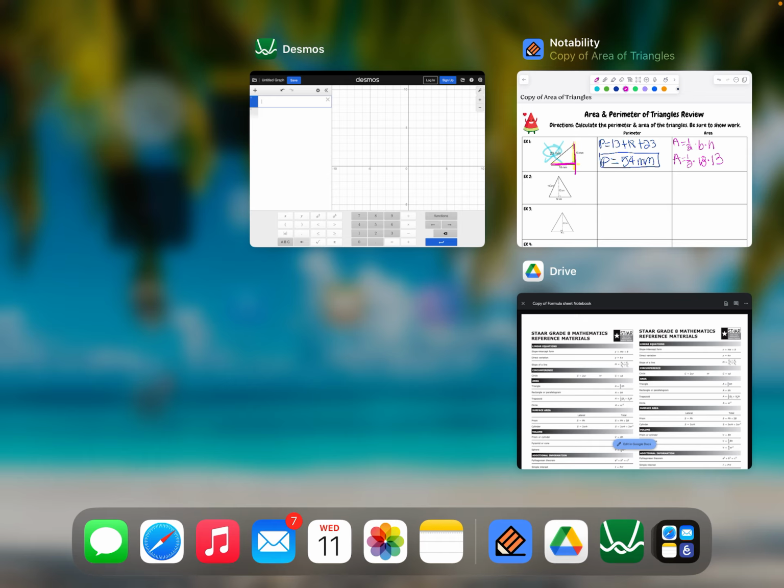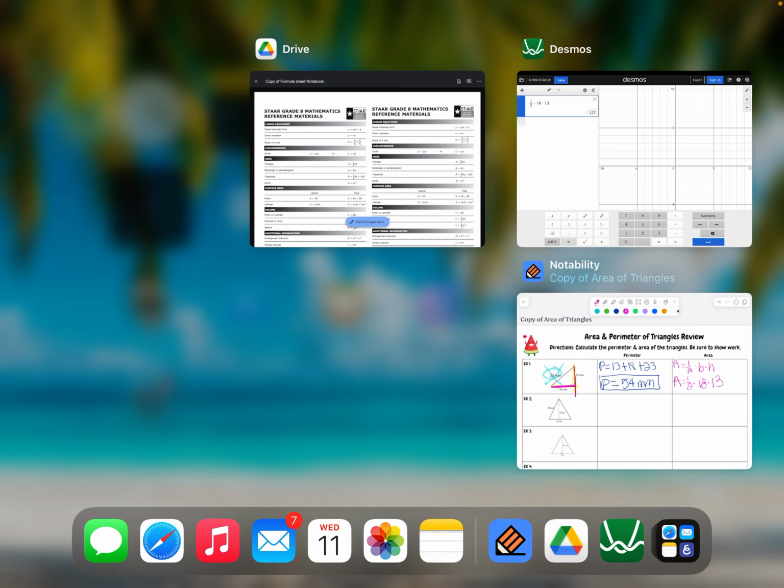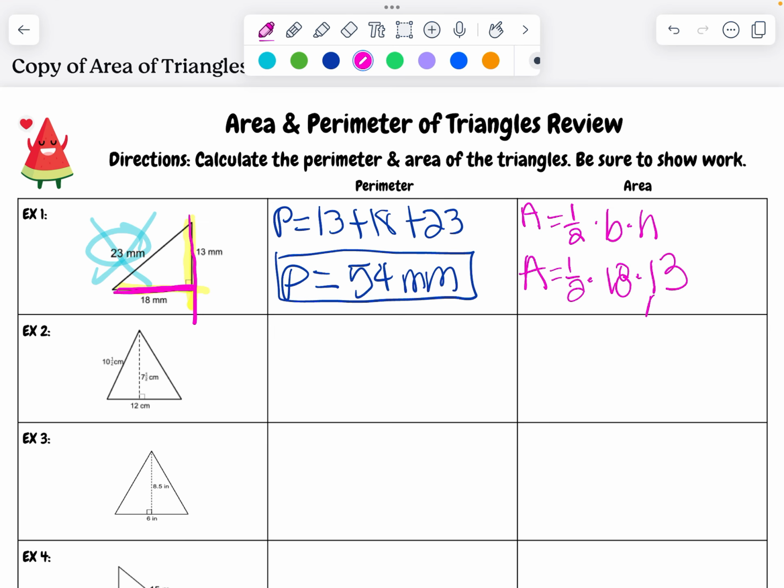Okay, so I'm going to go to my Desmos, and I'm going to put 1/2. You can put a decimal or you can put a fraction. I'm just going to practice doing a fraction. So 1/2, arrow over, times the 18 times the 13. And so my area for this triangle is going to be 117. So I'm going to write area equals 117 millimeters to the second power because area is squared. The units will be squared.